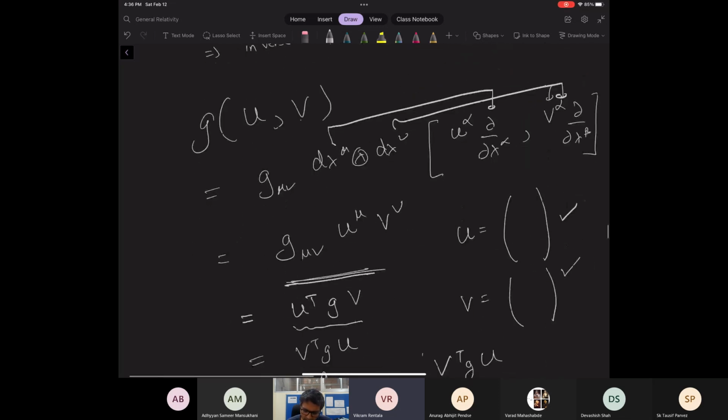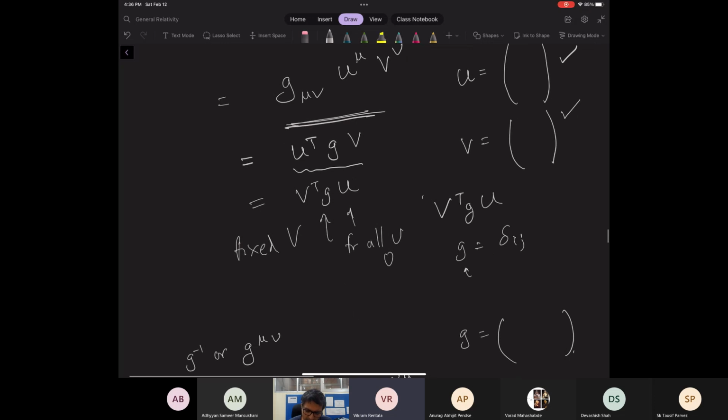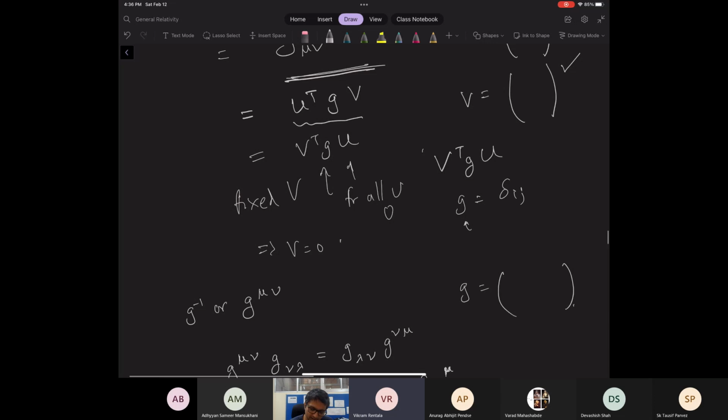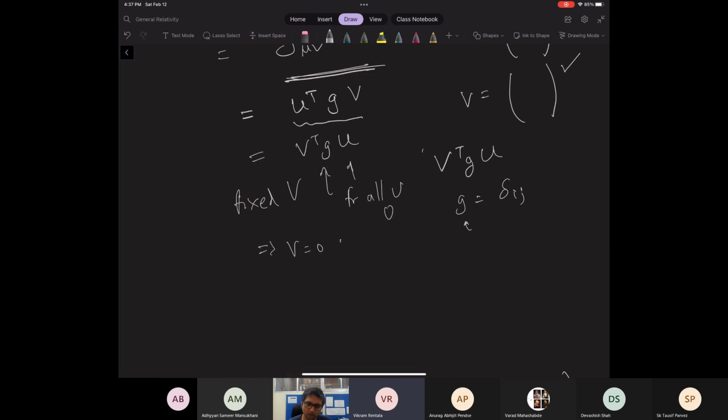Okay, so now the fact that this is, if I take a fixed V, and if for all U this is 0, that implies that V is equal to 0. What we're basically saying is that this dot product is never 0 for non-zero vectors.